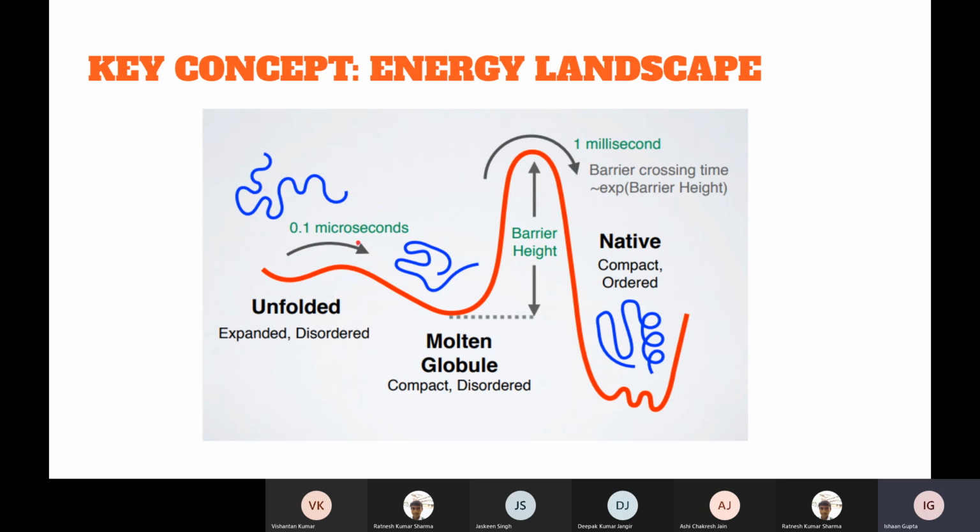And now when this folding process is happening, you also have, as I said, some time that is involved here. So going from a totally unfolded state to a semi-folded state, it's called a molten globule state, which is compact, but it is still disordered. Then this molten globule state folds a bit more and searches more combinations. This takes about 1 millisecond. And once it has crossed this barrier, then it becomes its native and compact state.